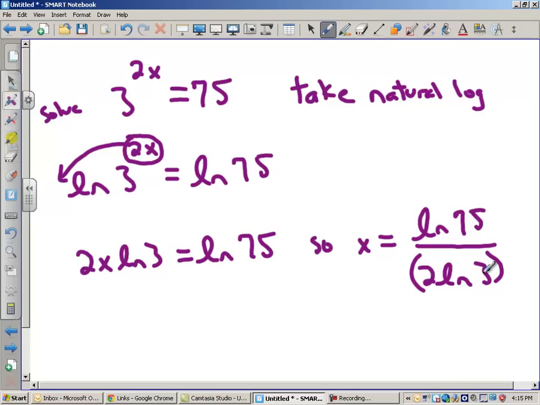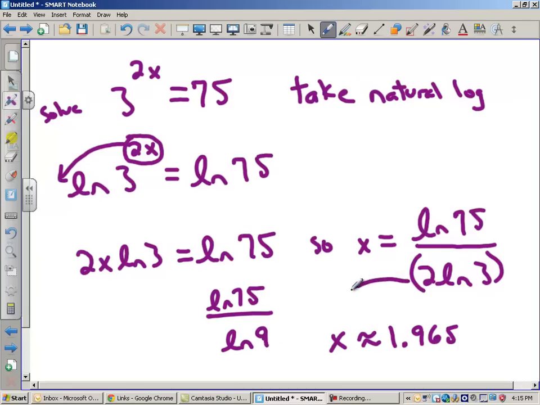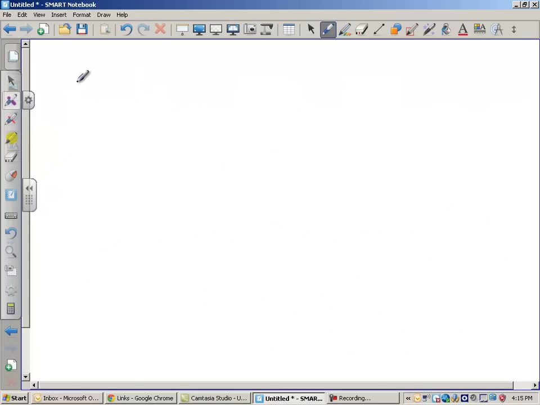My calculator says that x is about equal to 1.965. You also could have done the natural log of 75 divided by the natural log of 9. I'm curious why that equals that. Does anyone know why those are equal? Okay, well let's keep going with some more examples here. This should be review, but it doesn't hurt to see it.